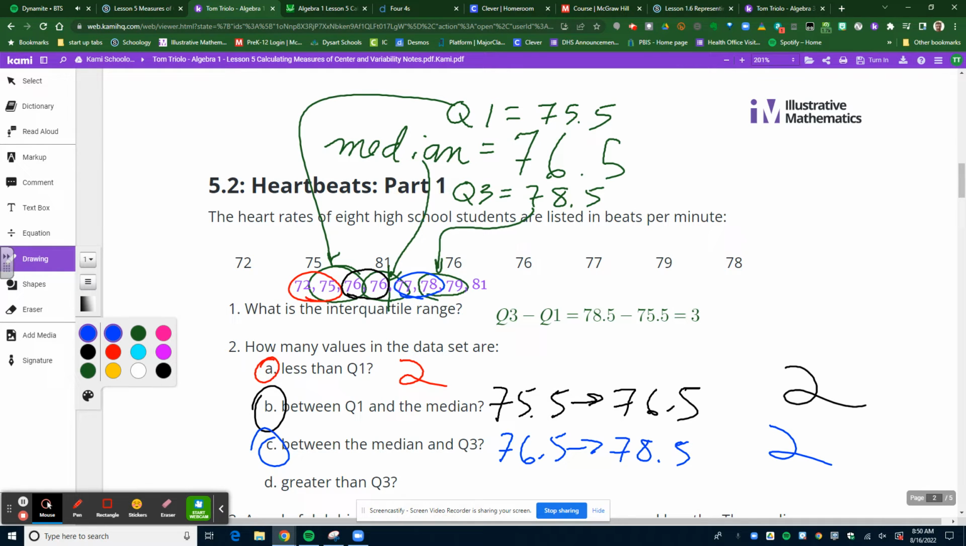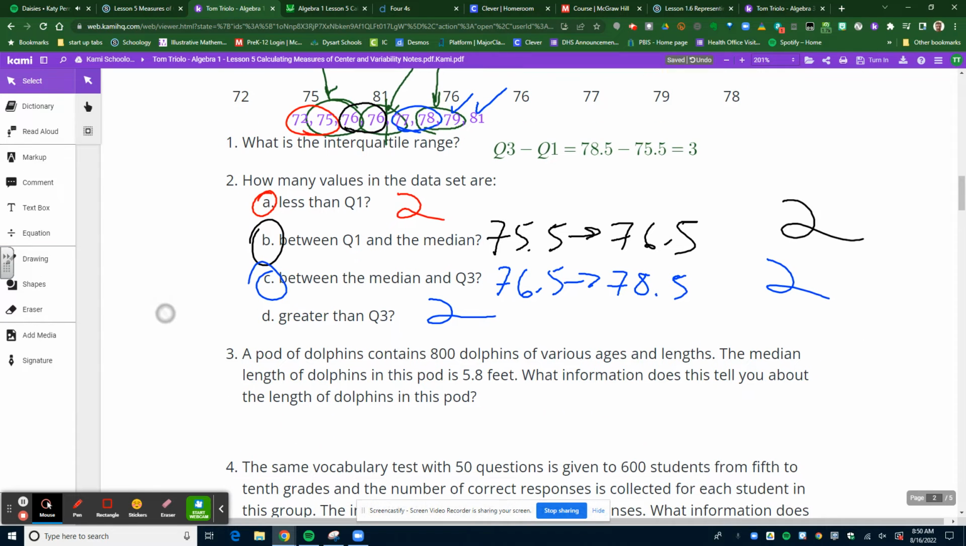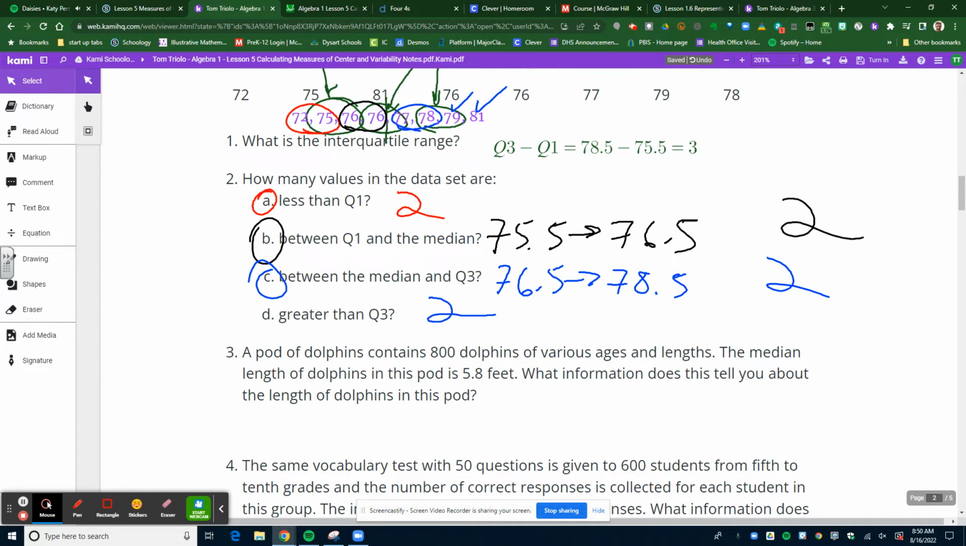Do you see a trend here? Yeah. They're the same number. Why? What are the numbers that are greater than Q3? 2. What are they? 79 and 80. Okay. Boom. Done.